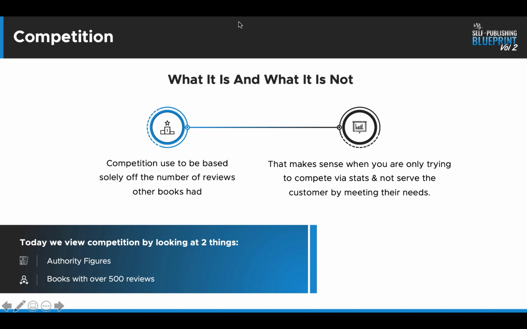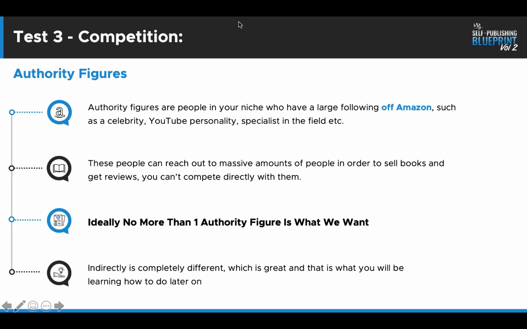Are there authority figures already selling in that niche? And how many books have over 500 reviews? This is only for the first page. So authority figures, let's first take a look at those. Authority figures are people in your niche who have a large following off Amazon, such as celebrities, YouTube personalities, or a specialist in the field.